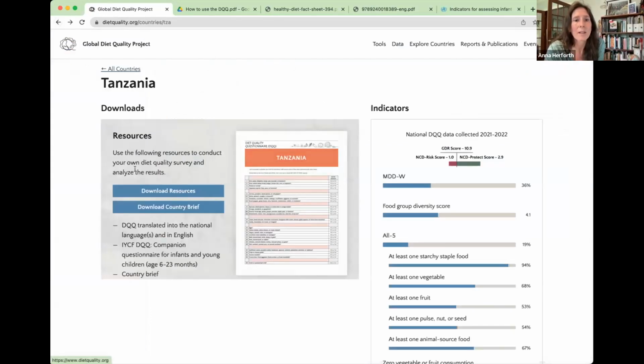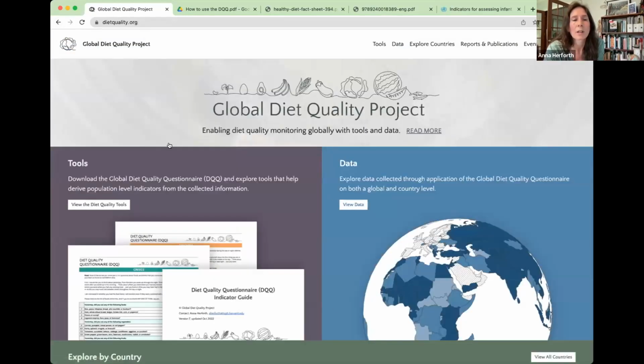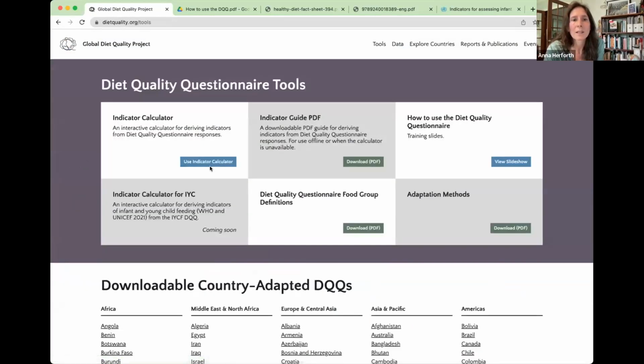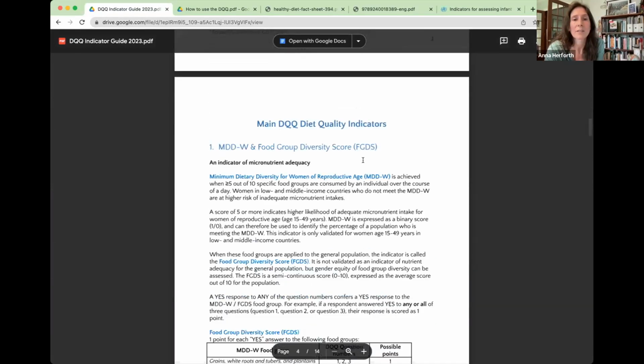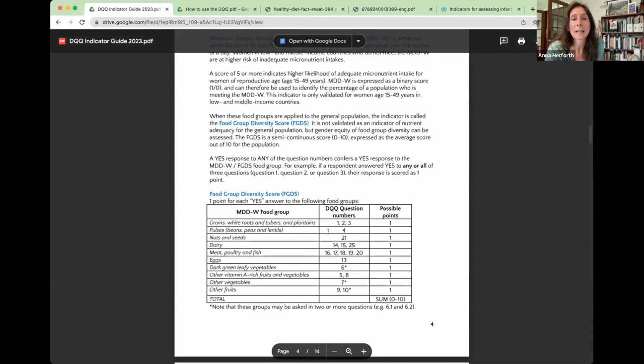So once you have collected your own data, if you use this tool, you can go again to the tools section, and you can do one of two things. You can either use the indicator guide to create your own analytical code. This guide defines each one of the indicators, and it shows you exactly which DQQ questions are used to add up the points in the indicator.